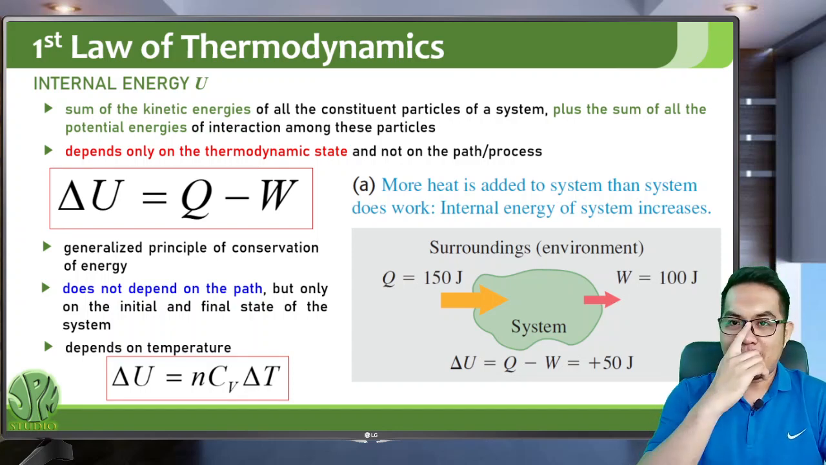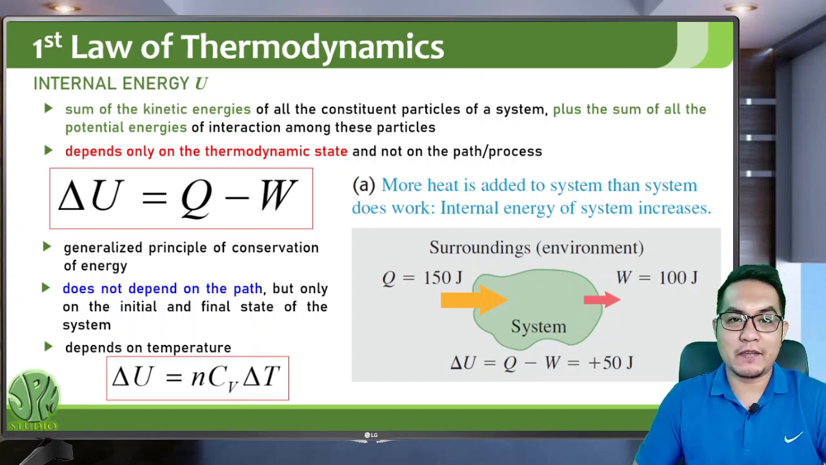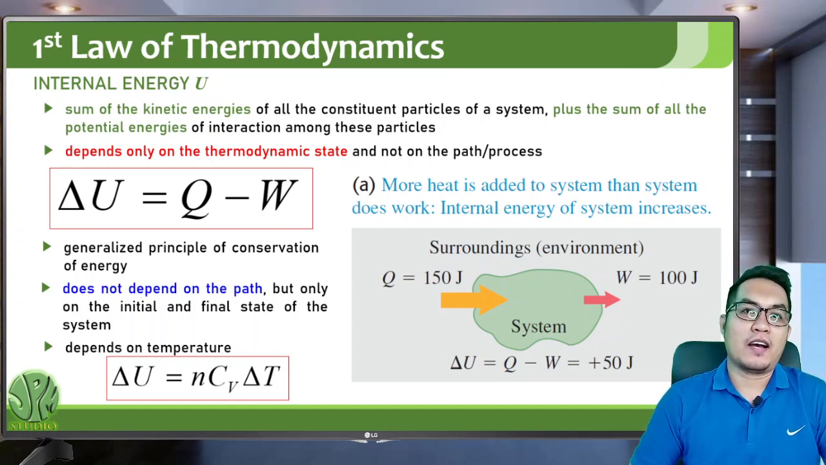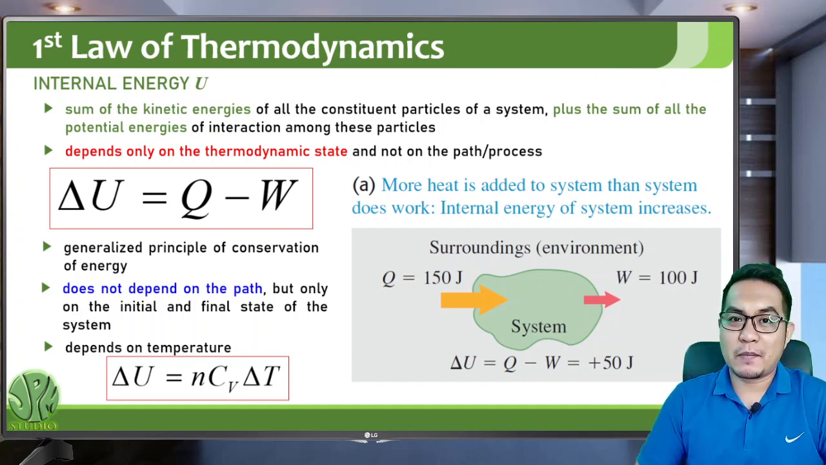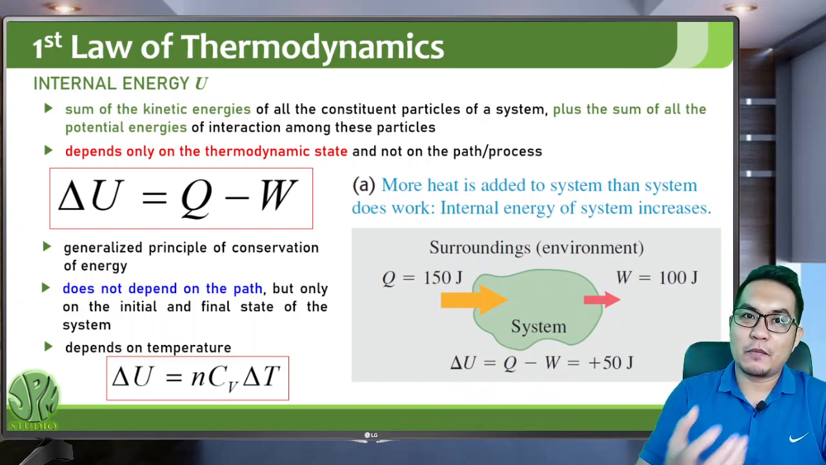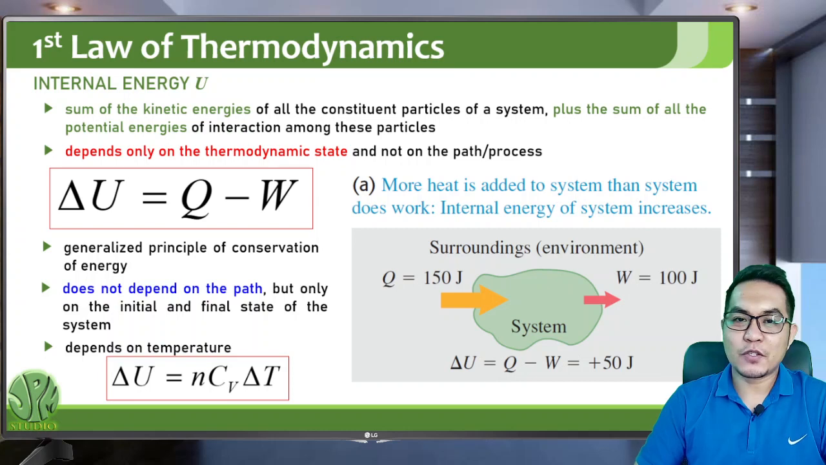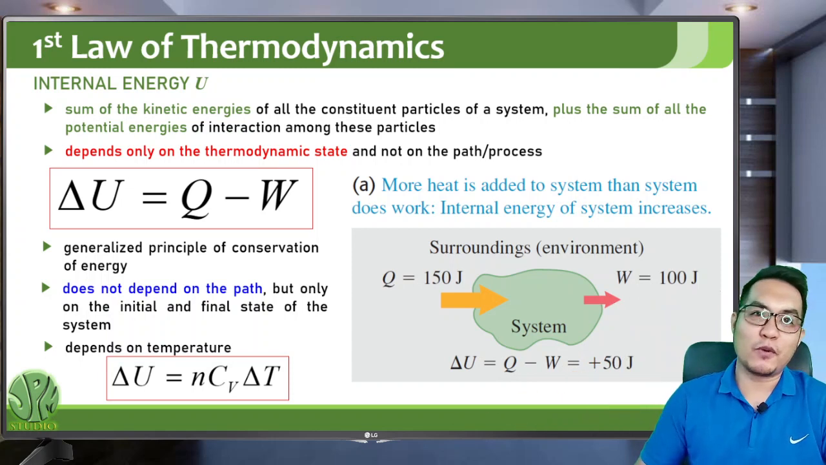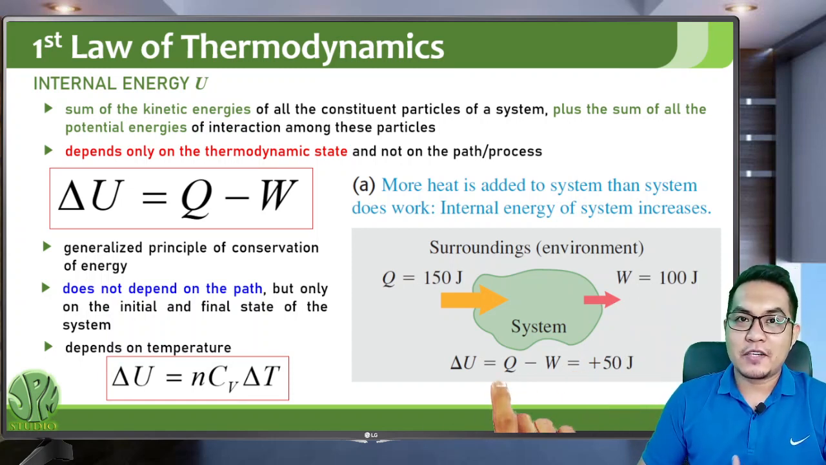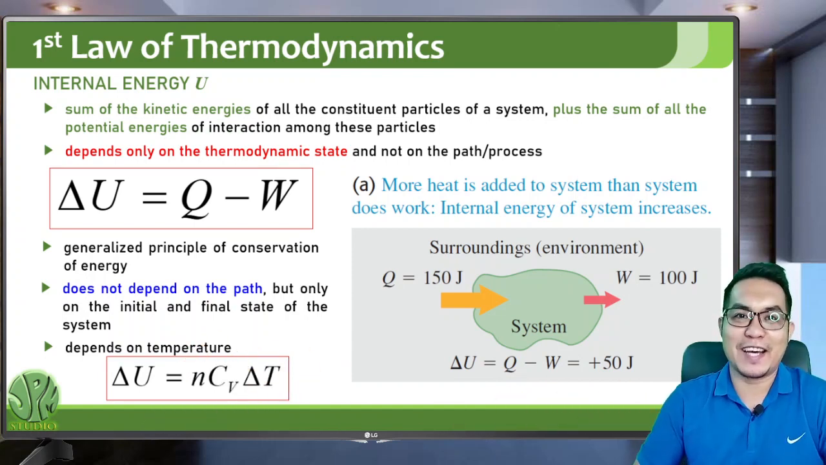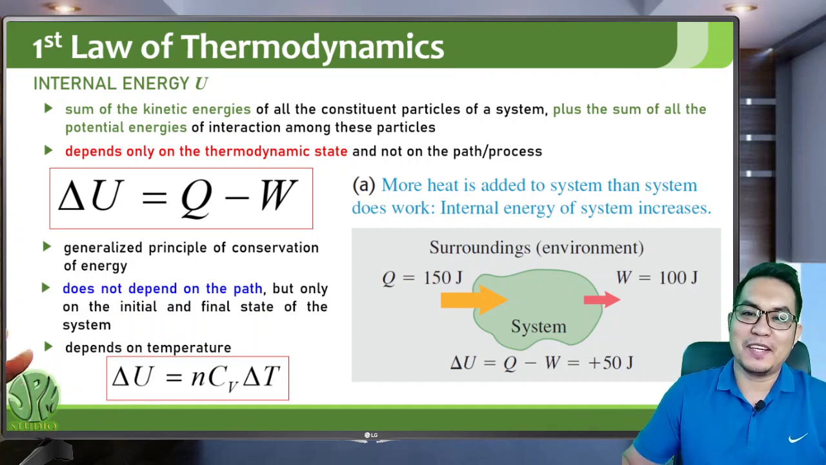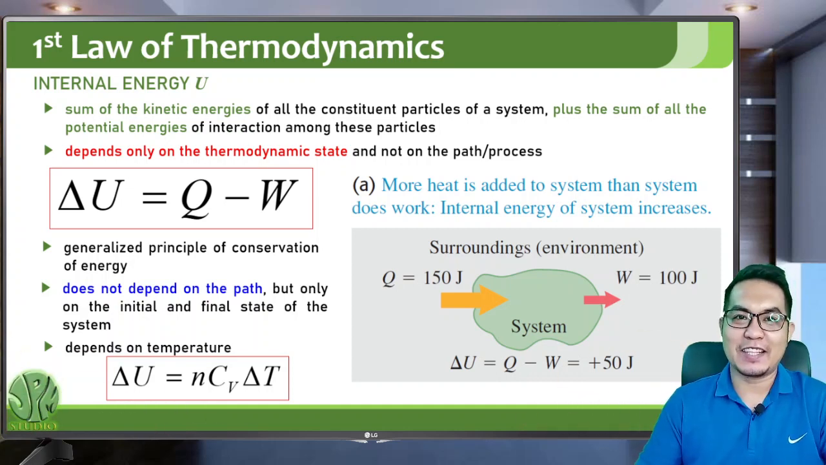So this analogy is actually applicable with the human body. Our body is an example of a thermodynamic system. So we eat, we absorb heat through food. So when we eat food, that's actually heat being transferred to our body. So if you eat 150 joules worth of food and you only do 100 joules of work, then the internal energy of your body will increase by 50 joules, and that energy is actually stored as fat in your body. You will gain weight in that case.